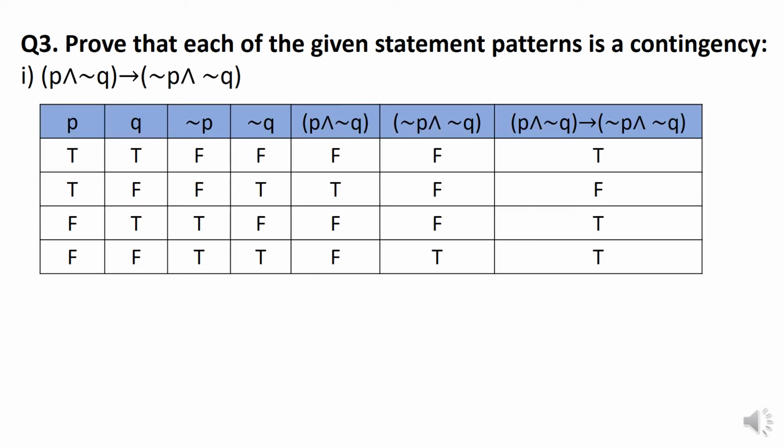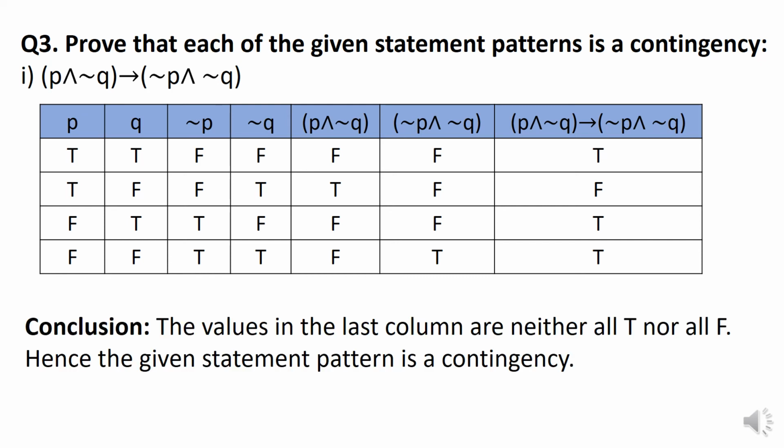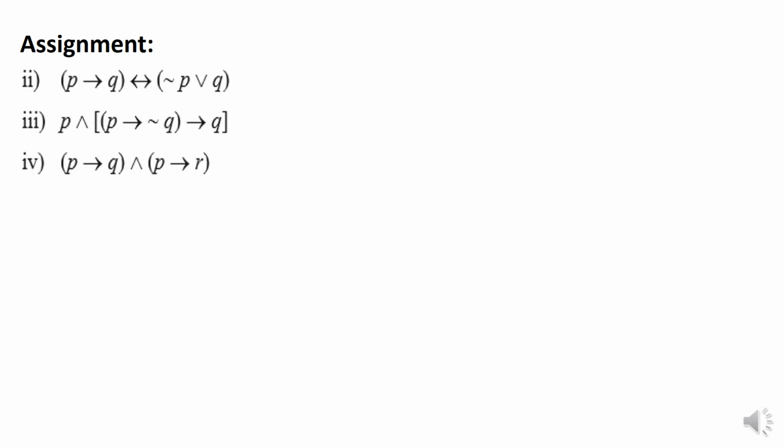As you can see, in the last column, we neither get all values T nor do we get all values F. We get a mixture of true and false values, leading us to conclude that the statement pattern is a contingency. Thus our conclusion. Assignment sums for you: you have to prove in each case that the given statement pattern is a contingency.